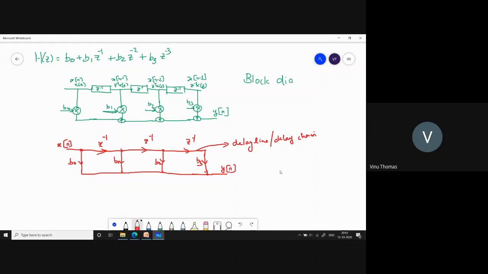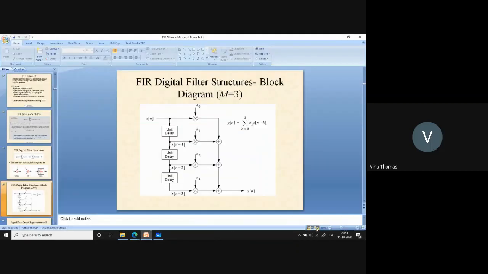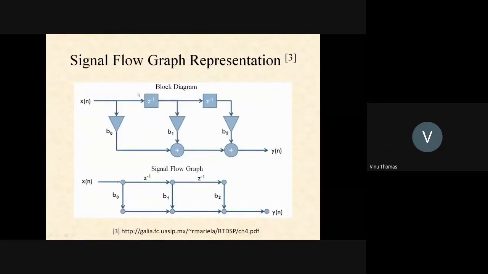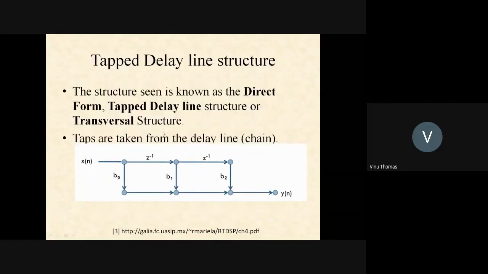So this is known as the signal flow graph. This structure is called the signal flow graph, which is more commonly used. So from now onwards, we'll mostly use only the signal flow graph. This is therefore the block diagram representation, and this is known as the signal flow graph representation. This is the block diagram, and this is the signal flow graph. Is that understood? And now, this we also call the direct form.